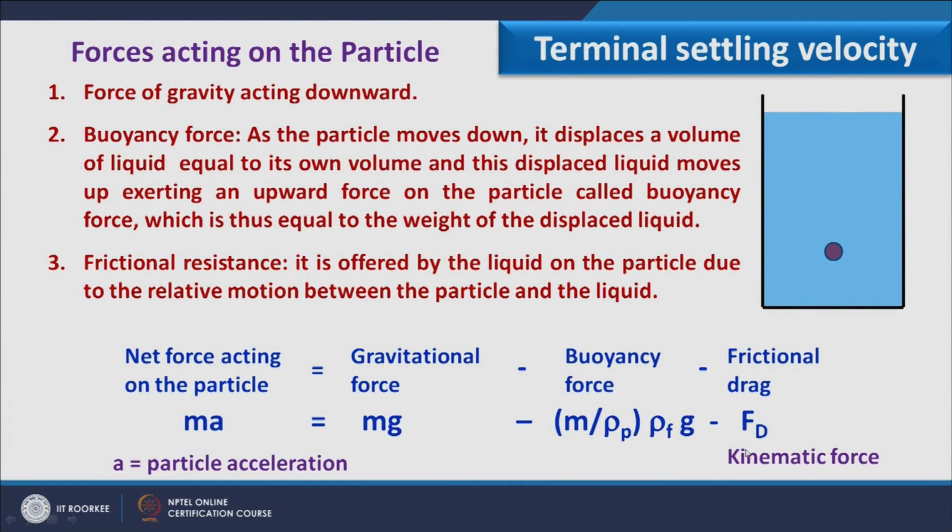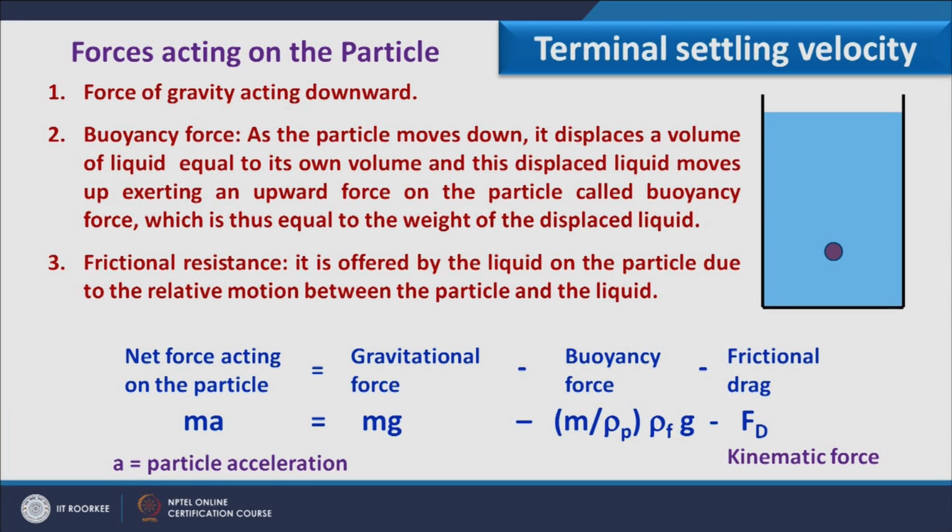Now, when we study this equation in detail, what does it show? It shows the mechanism of particle movement when it is falling in a liquid. When the particle starts falling in the liquid, its velocity is very low. So, when velocity is very low, the frictional drag which is putting hindrance in the movement of the particle will also be negligible.